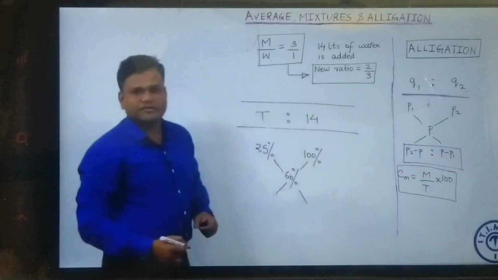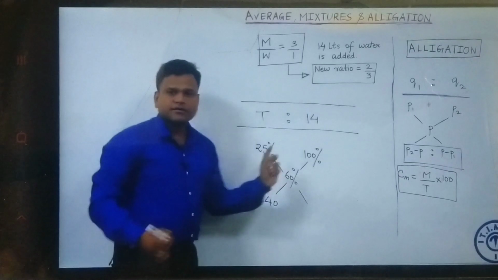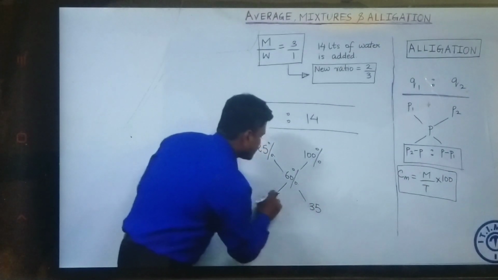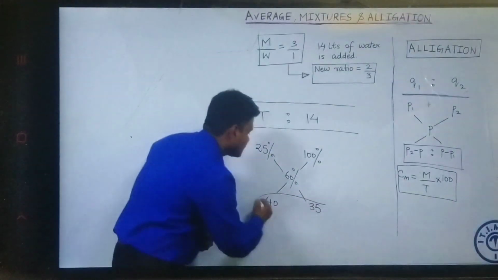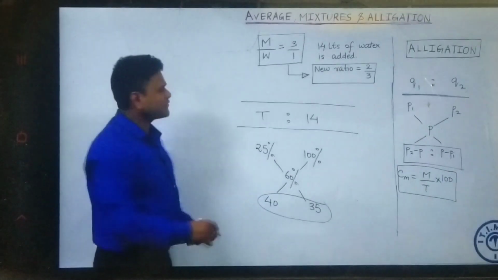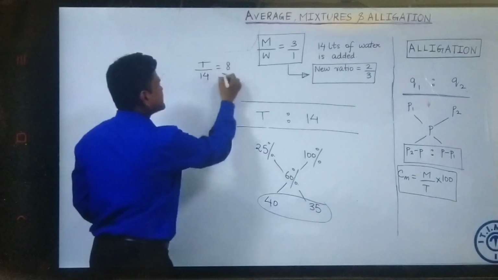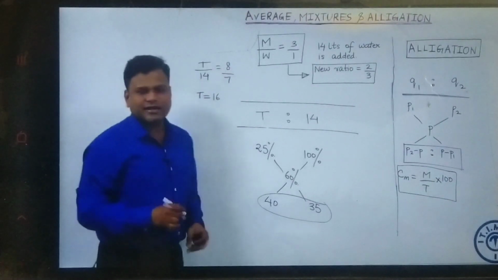Now we are interested in the difference. 160, the difference is 40. This difference we get as 35. So my intermediate steps were slightly different here, but my final ratio is never going to change. 40 is to 35 is back to 8 is to 7. So 8 is to 7, T by 40. That's what we saw earlier on, 8 by 7. And hence we get the total value which is equal to 16 liters yet again.